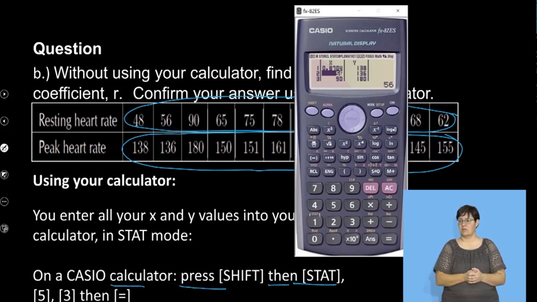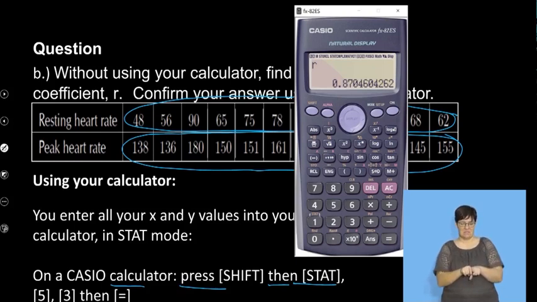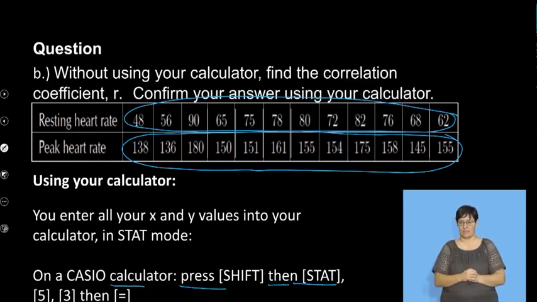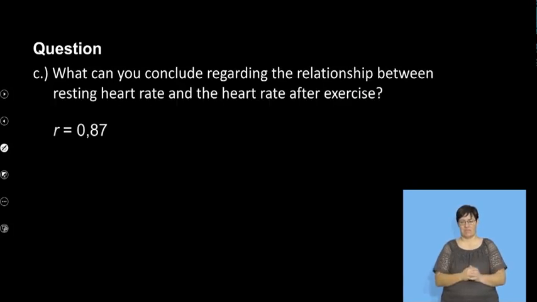Then I say equal. Actually, there should be 48, let's fix that. So what I have to do is AC, Shift 1, then select 7, then select 3. Then equal, that's my correlation coefficient, which is approximately 0.87, which is exactly the same, I think, as what we got without using a calculator, which is a strong positive correlation. That's the correlation.